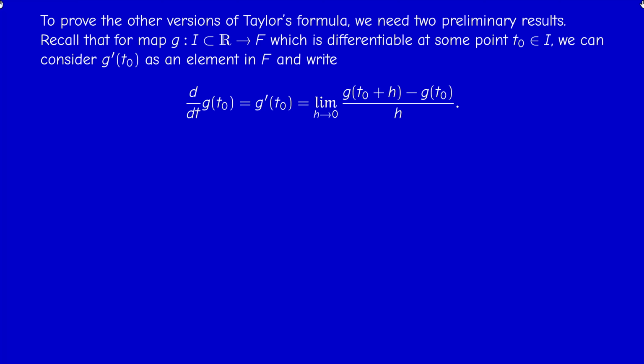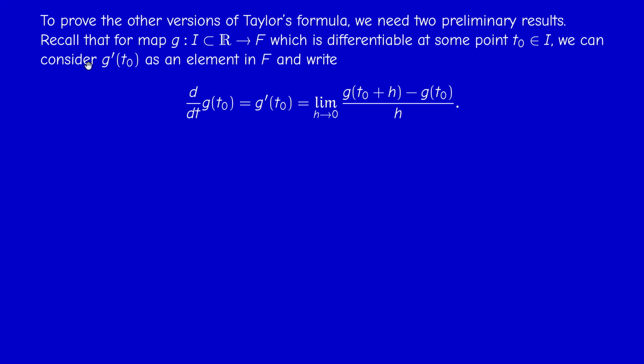When you have a function g from an interval I of R into a normed space, then if g is differentiable, we can write the derivative at some point t0. The derivative of g at t0 can be computed by the limit of Newton's ratio, actually. Note that if F equals R, it is the same argument.